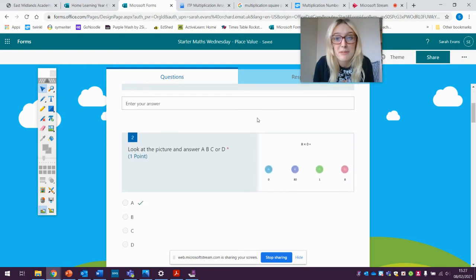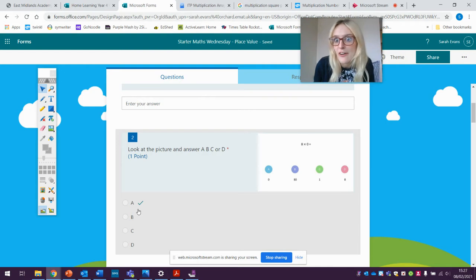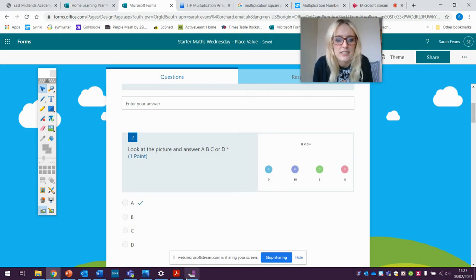Now, our forms are going to be slightly different for the next couple of days, as Miss Evans has found this awesome website that creates some questions for you. And it says A, B, C, or D. So all you have to do is calculate it. Oh, I'm showing you the answer for A there. Calculate it and say A, B, C, or D. 8 times 0 is 0. So you have to just put A. So that's your starter for today.